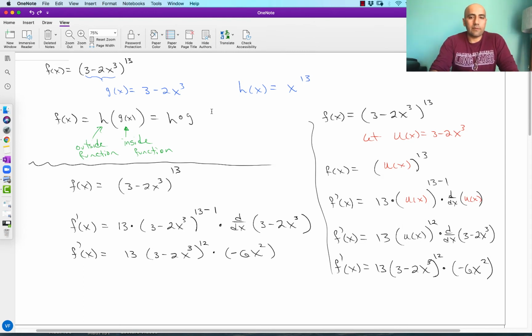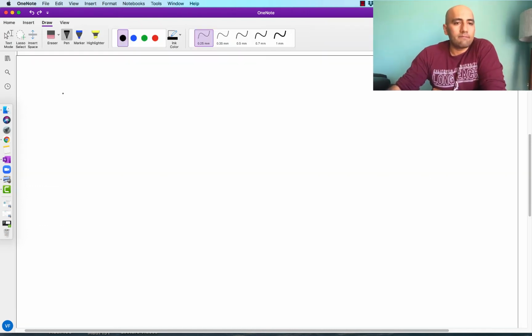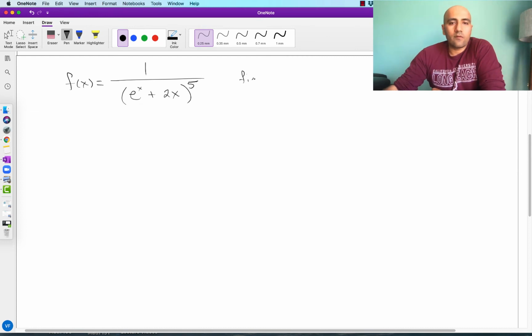Right, let's do a couple more examples. So let's say f of x is equal to 1 over e to the x plus 2x, the whole thing being raised to the power of 5. Well, that's ugly. Find the derivative. Find f prime of x.